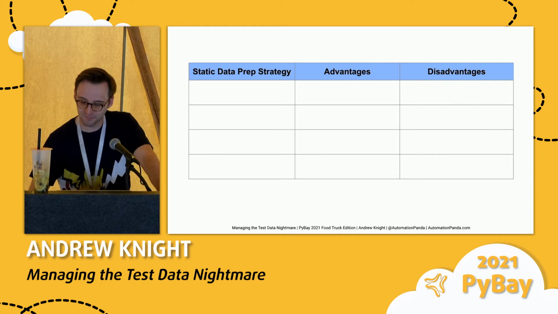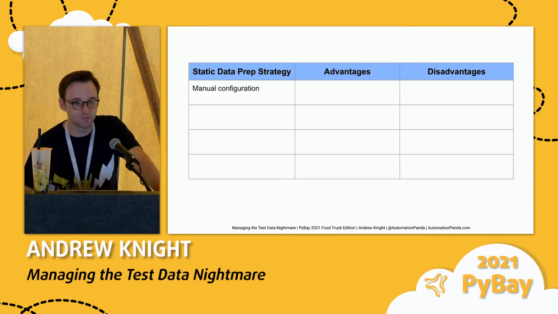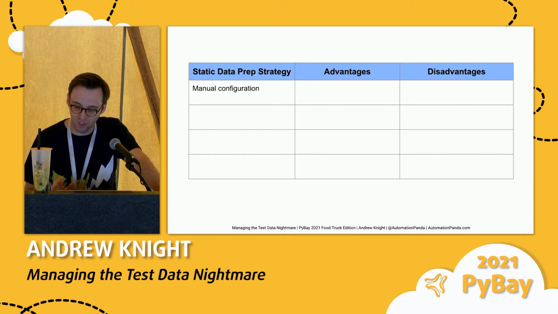The simplest data prep strategy is manual configuration. That's exactly what it sounds like. Testers log into the system and manually create whatever records they need to be in the system. That could include creating users, configuring settings, and saving records.